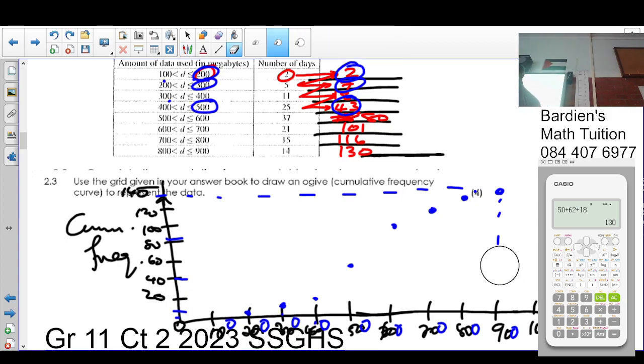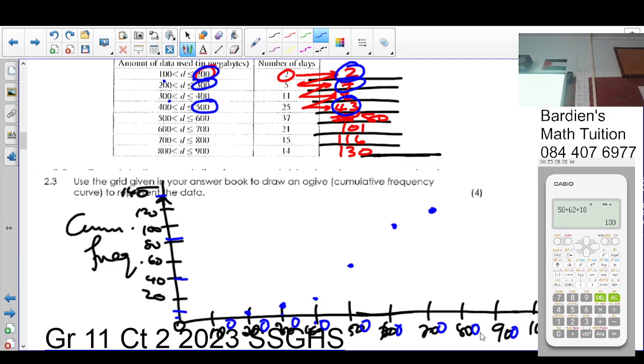Okay, people, does it make sense? Sorry that I don't have a grid here. Then what we do is connect the dots freehand. Connect the dots freehand. And then we can round it off to this value of 100.